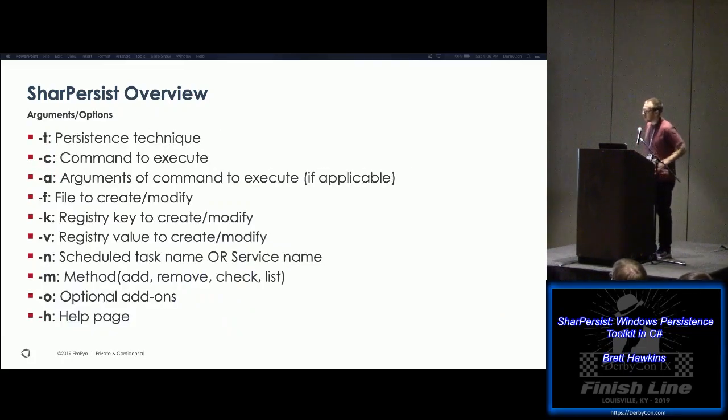So the various switches are available. Again, the GitHub has full documentation, examples, everything you're going to need to use the tool. But some different switches that are available: you can specify your persistence technique you want to use, command to execute, arguments to the command, file you want to create or modify, registry key to create or modify, registry value, scheduled task name or service name. And also specify the method you want to use, which I'll get into in a second, any optional add-ons that you want to use for the technique, and obviously a help page.